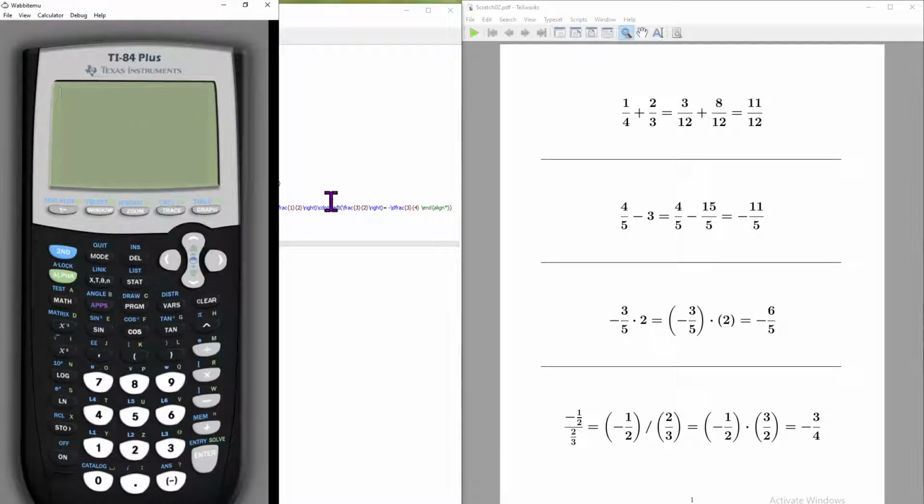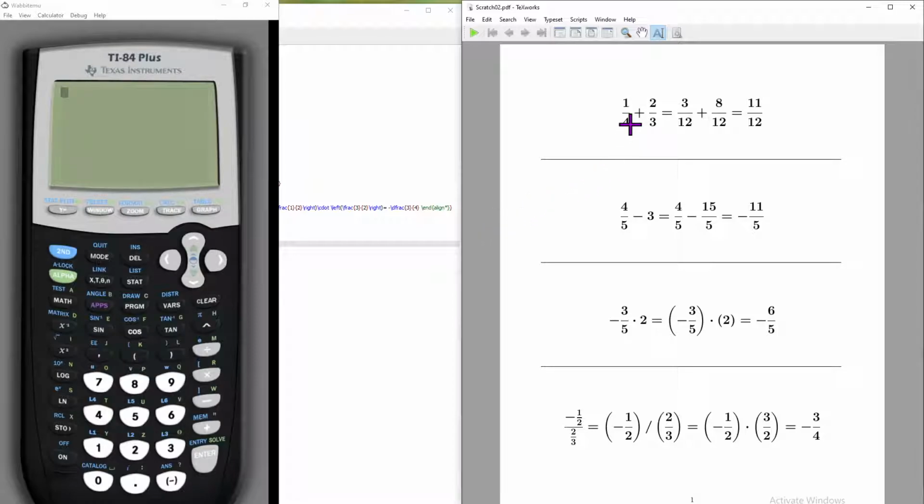The second thing is to be careful about how you enter the fraction into the calculator. Because of certain things involving the order of operations, we're going to need to add in parentheses when we want to indicate a specific fraction that goes together, like this.